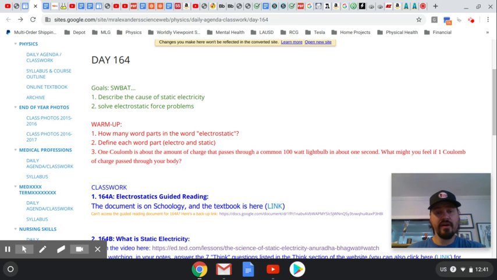Electro, of or pertaining to electricity. Static, you remember that from kinematics. It means not moving. That's right.